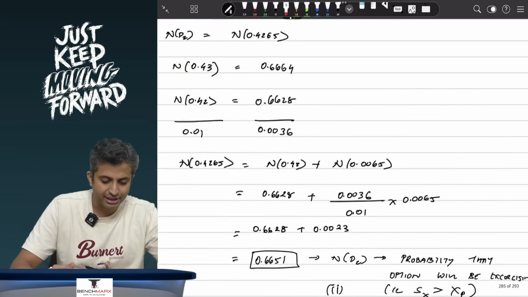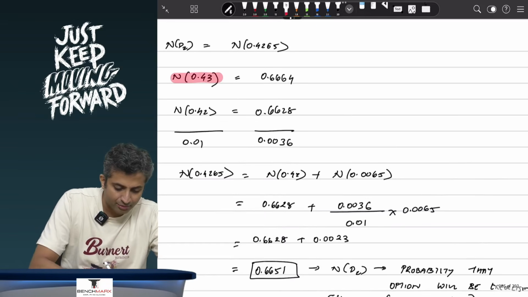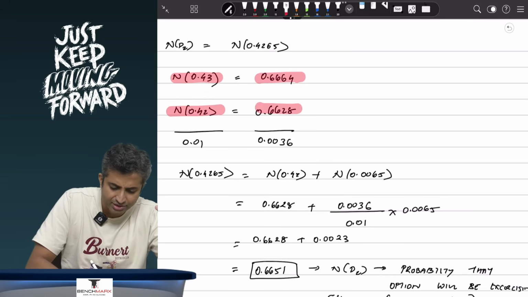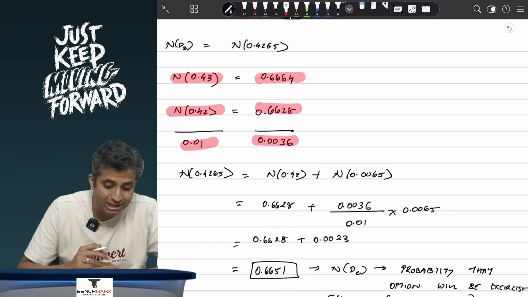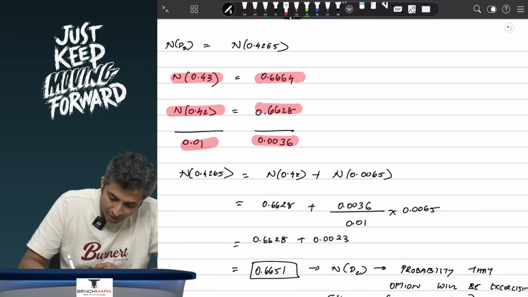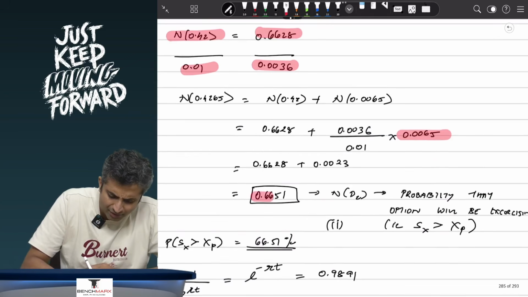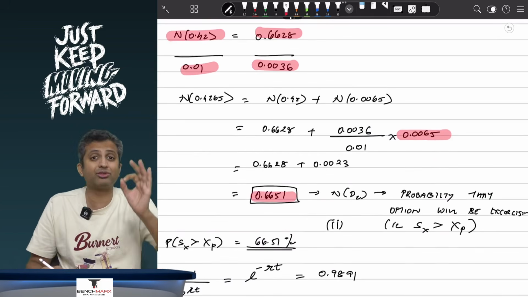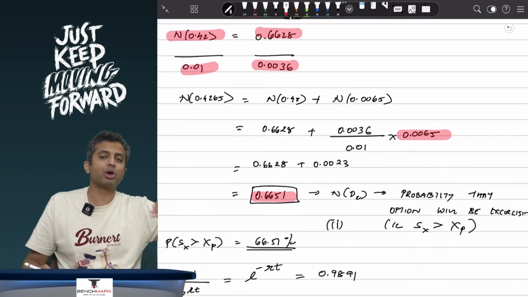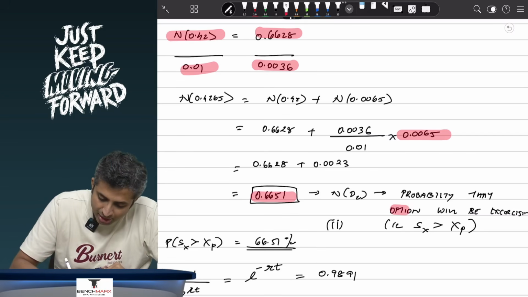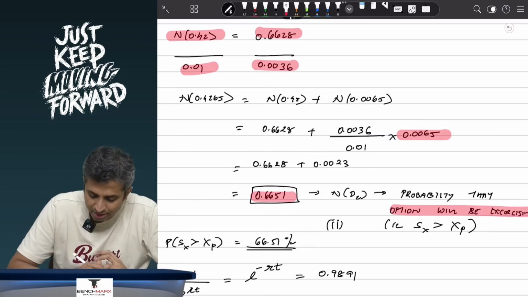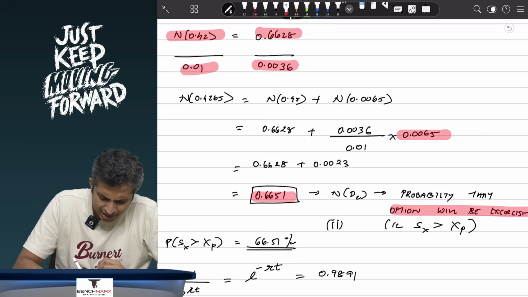Now you want to find ND2. You do it the same way. Like the 0.43 value you find, the 0.42 value you find, and see the difference is 0.0036 for 0.01. I want a gap of 0.0065. So for 0.0065, it will be how much? You will find 0.6651. What does this mean? This shows the probability of the spot price being greater than the exercise price, and hence the option being exercised. So the probability that the option will be exercised over here, that will be at ND2.